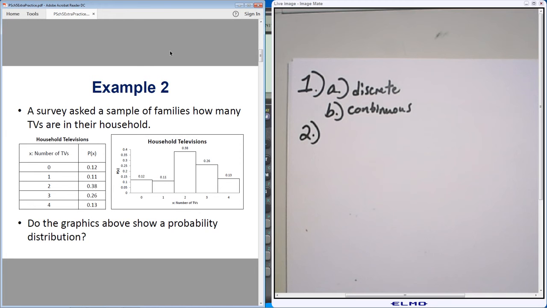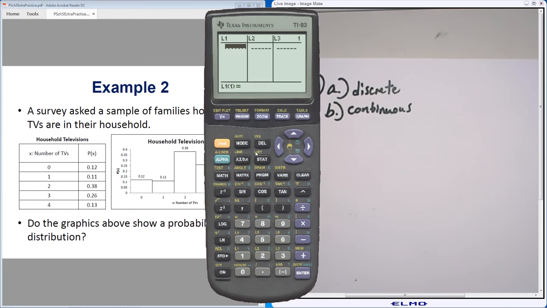And to know that, we have to have 3 characteristics. X has to be numerical. Number of TVs, 0, 1, 2, 3, 4. Those are numbers. All right, check. All the probabilities have to be between 0 and 1, and all of them are. So that's okay. Then all the probabilities should add up to 1.